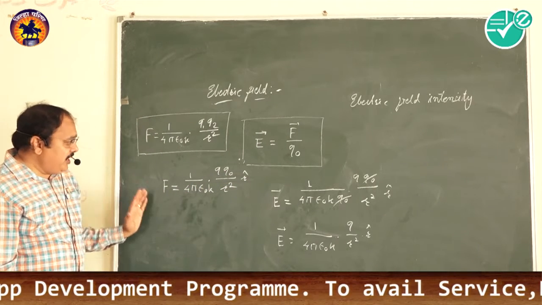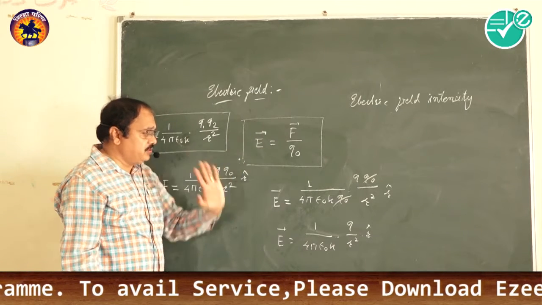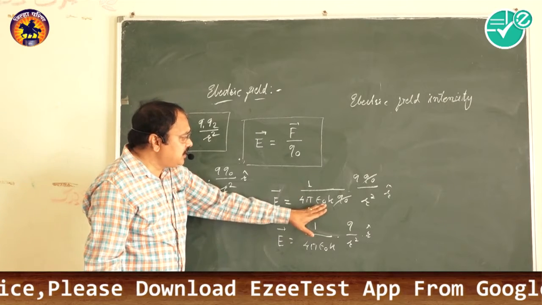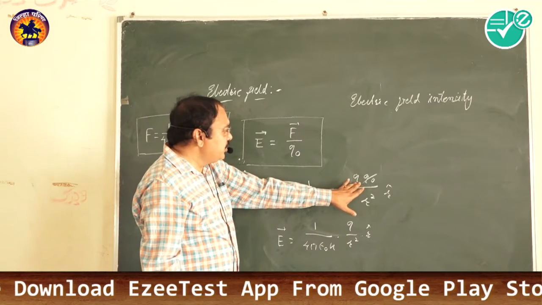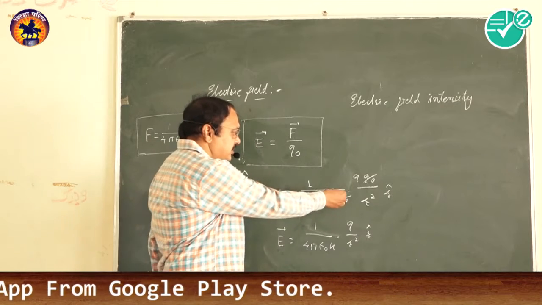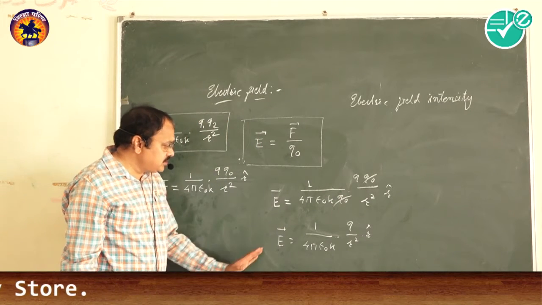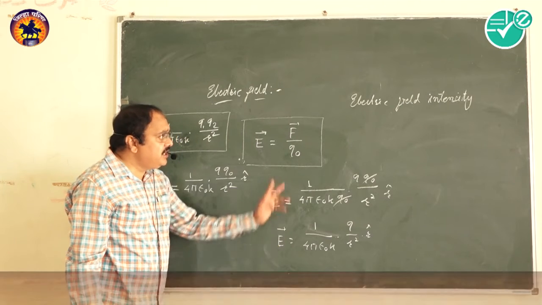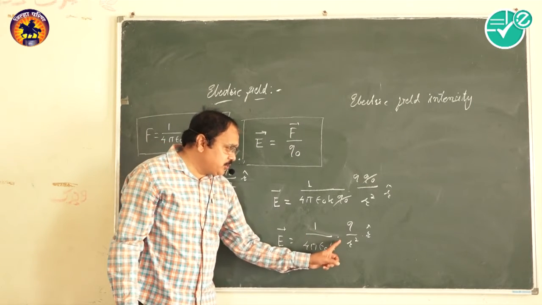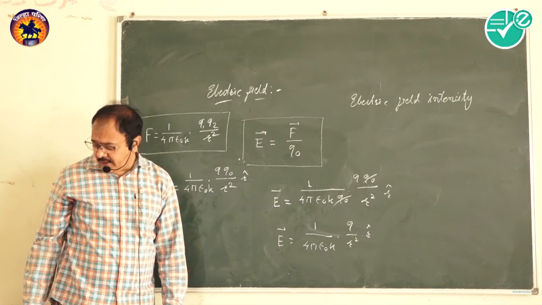This is the value of force, and we put this value in this equation. So we get vector E equals 1 upon 4 pi epsilon 0 K into Q into Q naught upon R square into R cap in vector form. The Q naught gets cancelled, so the remaining terms are E, the electric field intensity, equals 1 upon 4 pi epsilon 0 K into Q upon R square into R cap.